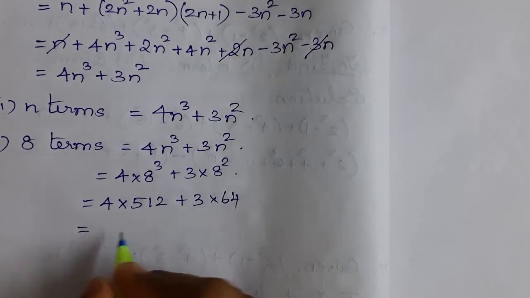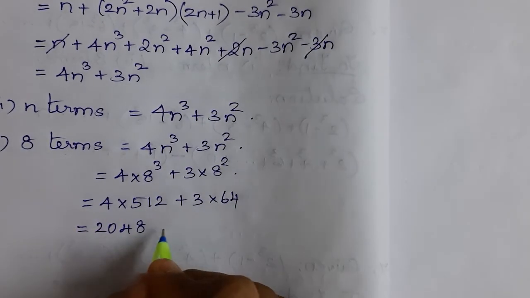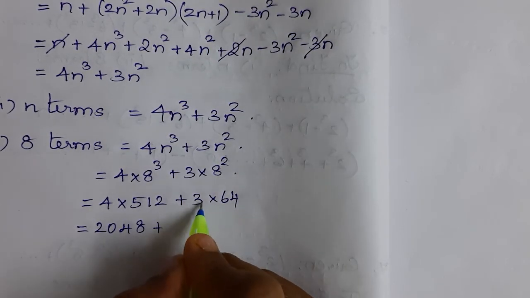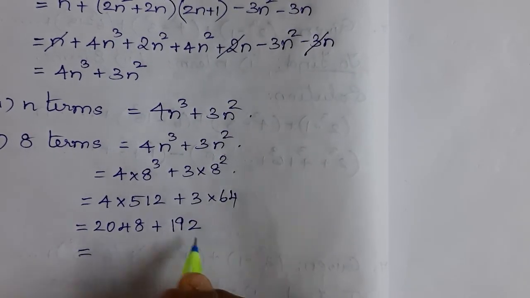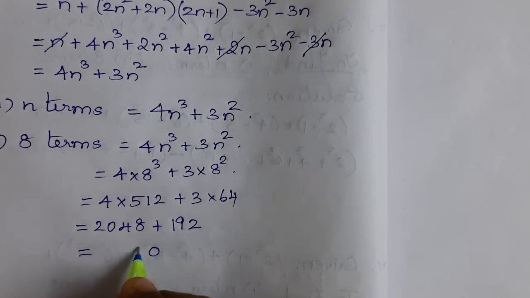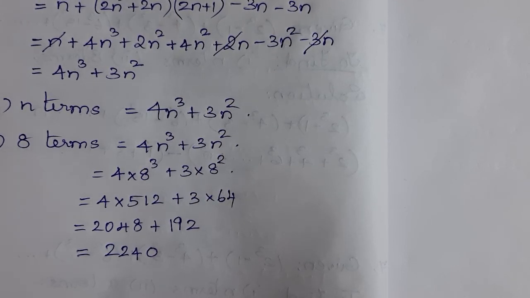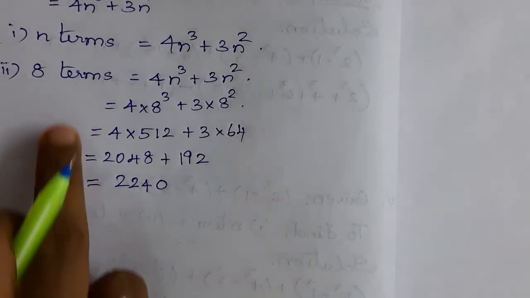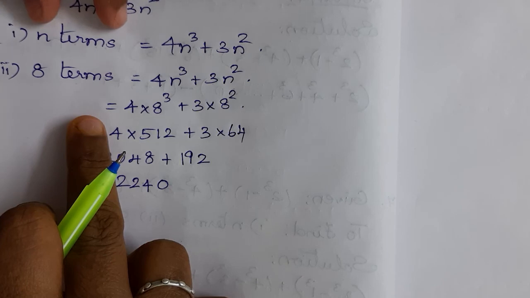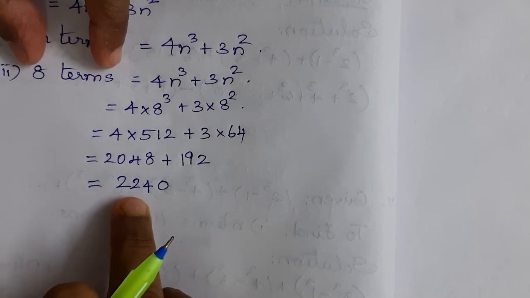Now 4 into 512 is 2048. 4 2s are 8, 1 4s are 4, 4 5s are 20. Plus 3 into 64. 3 4s are 12, 2 carry 1, 18, 19. So 192. So when you add these two, 8 plus 2 is 10, which is 0 carry 1, 4 plus 9 is 13, plus 1 is 14, then carry 1, 2 and 2. So it is 2240. When the value of n is 8, then the summation is 2240. So we have found the 2 subdivisions which have been asked, where the sum of n terms is equal to 4n cube plus 3n squared, and the summation up to 8 terms is 2240.